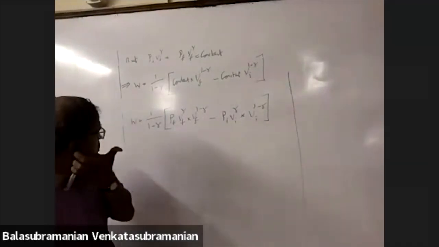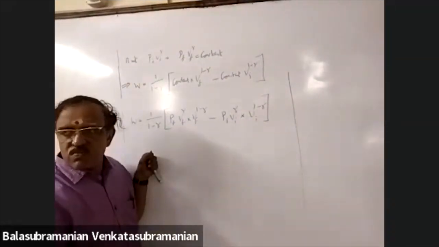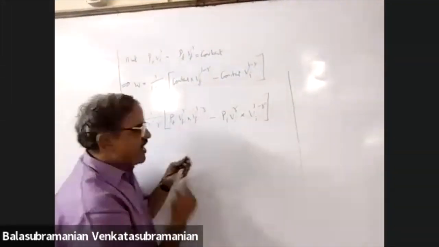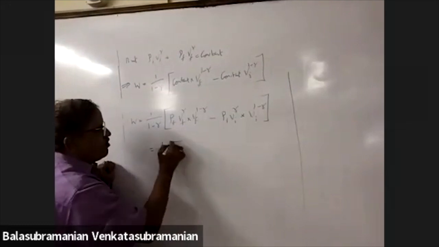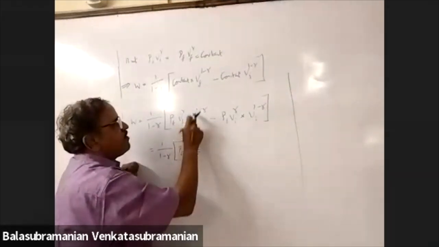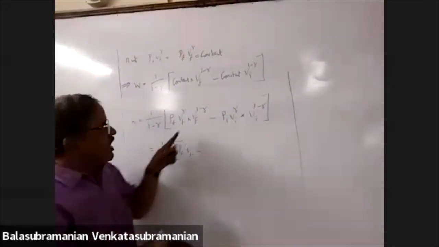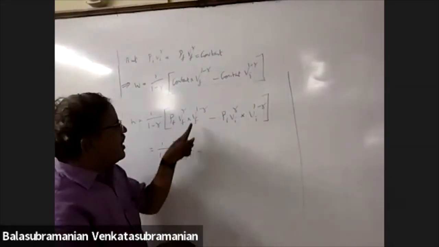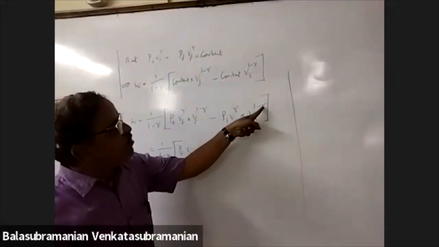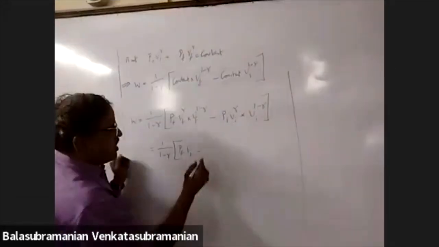Okay, now Vf power gamma, Vf power minus gamma cancels. Vi power gamma, Vi power minus gamma cancels. What is remaining? 1 by 1 minus gamma, Pf Vf. A power m into A power n is A power m plus n. So A power m we are taking out, A power n and this one cancels. Similarly, Vi power minus gamma, Vi power gamma, remaining is Vi.